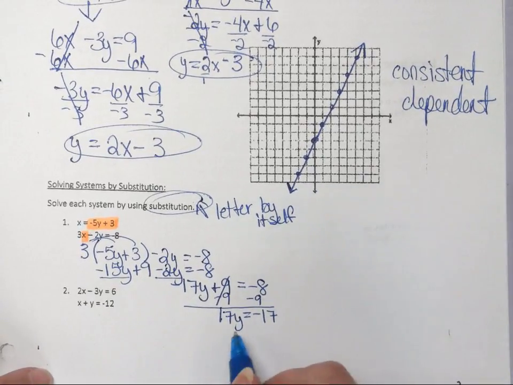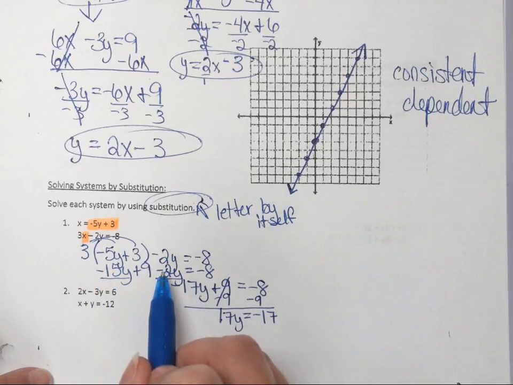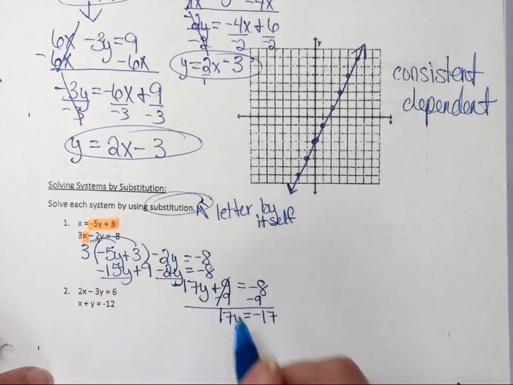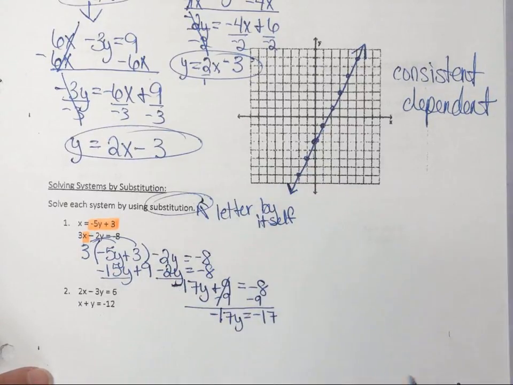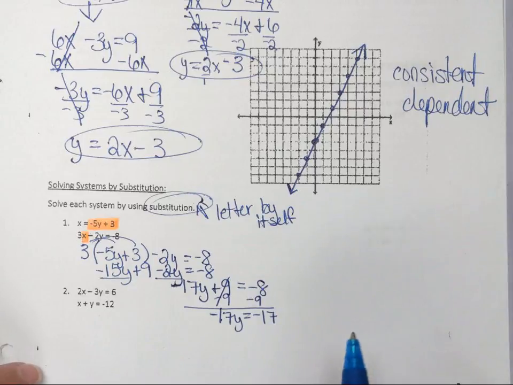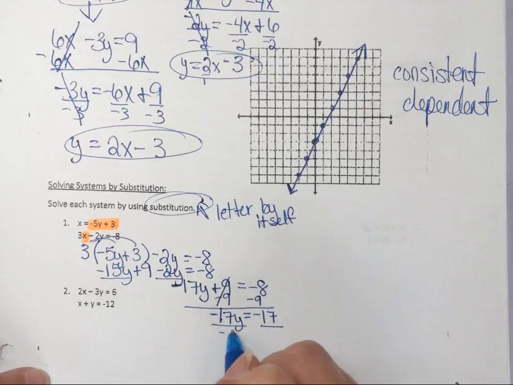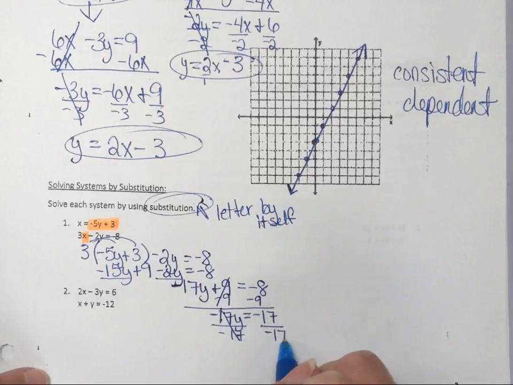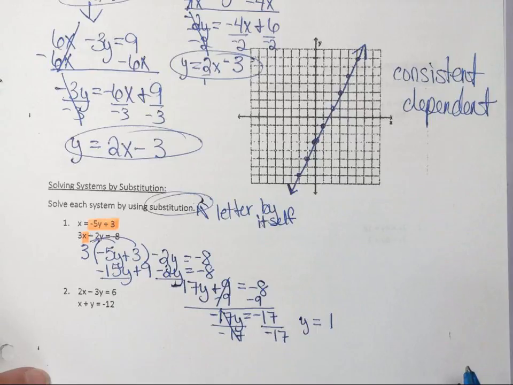Now what could I do? Oh, that's positive 17. Is it? No, it is negative. I'm sorry. I didn't see that negative. Thank you, Jack. I didn't see that negative right there. Make that bigger. Alright, now what can I do? Divide by what? Negative 17. So what's y equal? Positive 1. Alright, but you're not done yet. You have to figure out what x is.